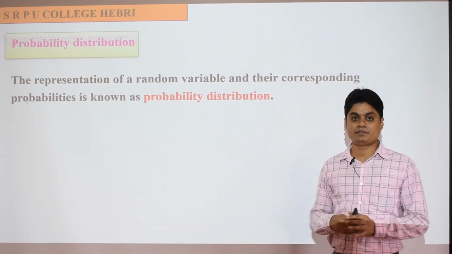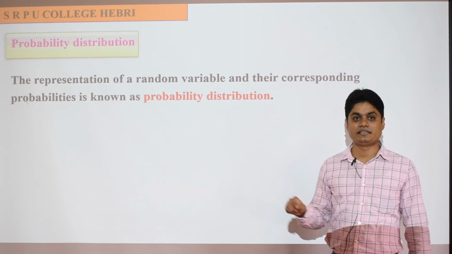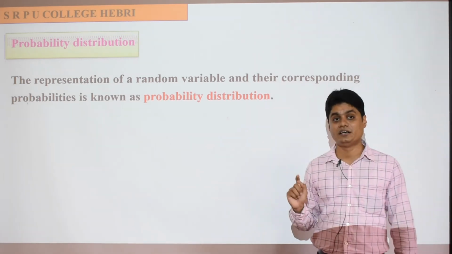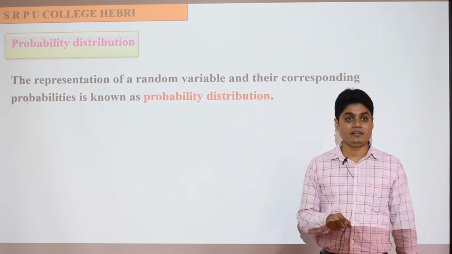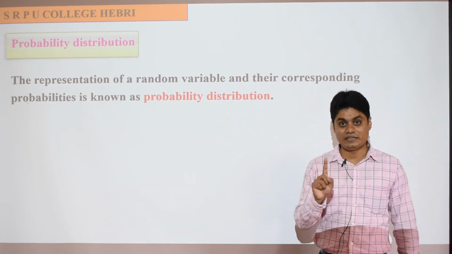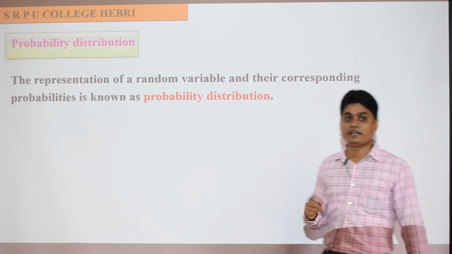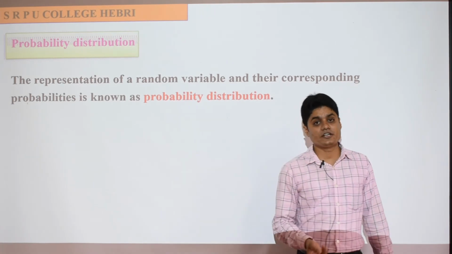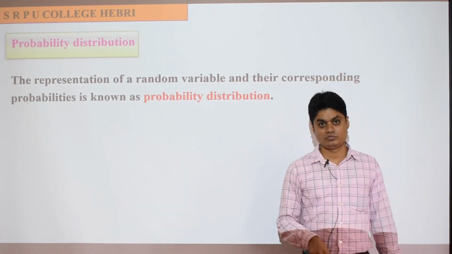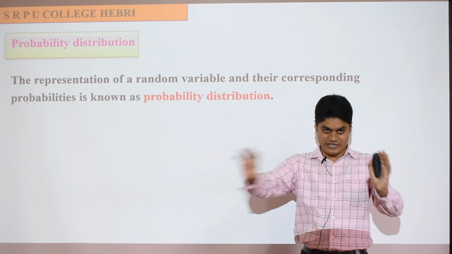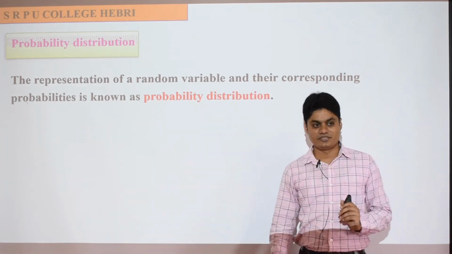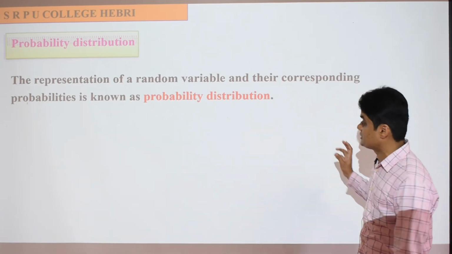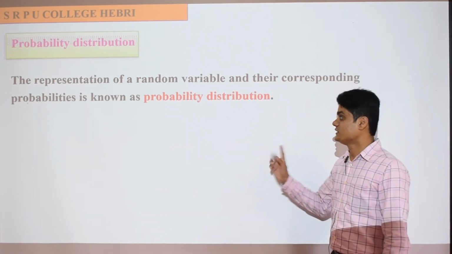Now, taking the previous example, the random variable is X, denoting the number of heads. The values we got are 0, 1, 2. What is the probability of getting 0 heads? 1 by 4, since there is one TT, 1 by 4. What is the probability of getting 1 head? 2 by 4, because TH and HT. Probability of getting 2 heads? 1 by 4. So writing the variable and below it its probability is known as probability distribution. When we do problems, you will understand. The representation of the random variable and their corresponding probability is known as probability distribution.